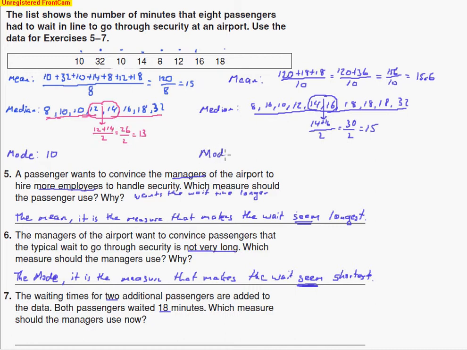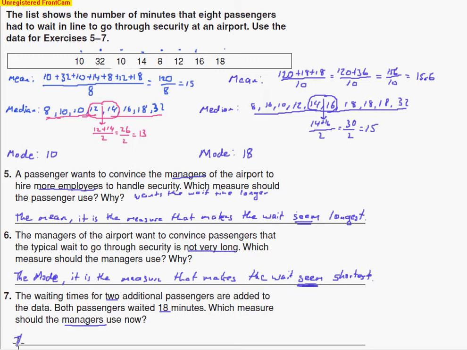Alright, let's take a look at the mode. Did the mode change? Well, before it was 10 because there were 2 10s, and that was the most frequent. But now there are 3 18s, and so that's the most frequent. So 18 is the new mode. And so which should the managers use now? Well, now the manager's not going to use that mode because it's a lot higher. So they're going to go with the smallest number, and the smallest number is the median.